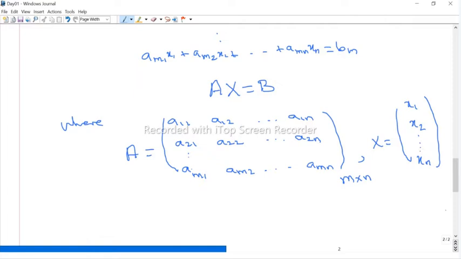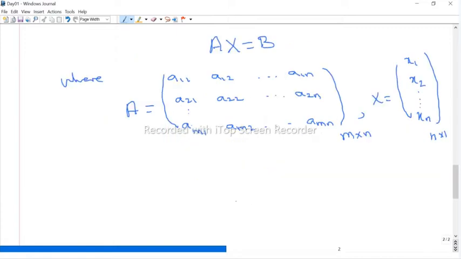Only one column, therefore this is an n by 1 vector. Now what is B? Again B is B1, B2, etc., Bm. So this has m rows and only one column, therefore it is an m by 1 matrix. Now if you multiply A into X, you will get B.